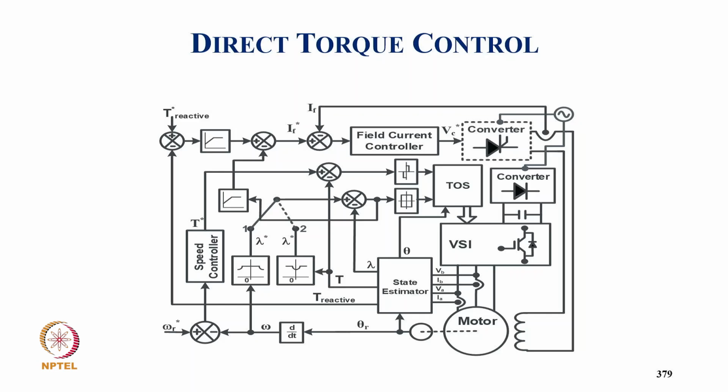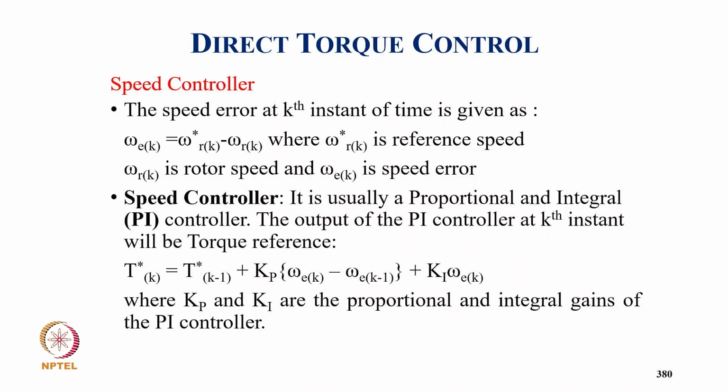We are able to control the voltage source converter with 2-level flux control and 3-level torque control. The speed control equation at the k-th instant is omega e k equal to omega r star minus omega r k, where omega r star is the reference speed, omega r k is the rotor speed, and omega e k is the speed error. Speed control is usually a proportional integral controller.